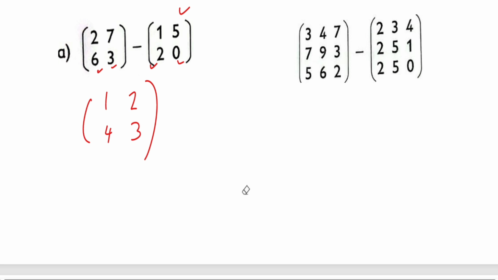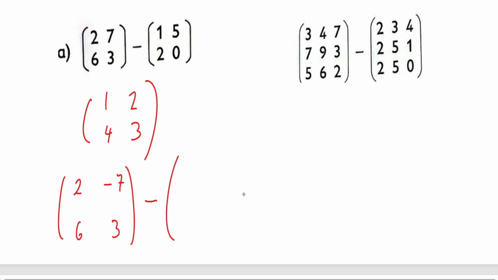Instead, the question was written this way. What if the question was written this way, and instead of positives, we have negatives inside? So let's say this one, instead of positive 7 is negative 7, and we have 6, we have 3, minus it, but this is negative 1, let's assume this is negative 5, then we have 2 and 0. So then how do you subtract this?